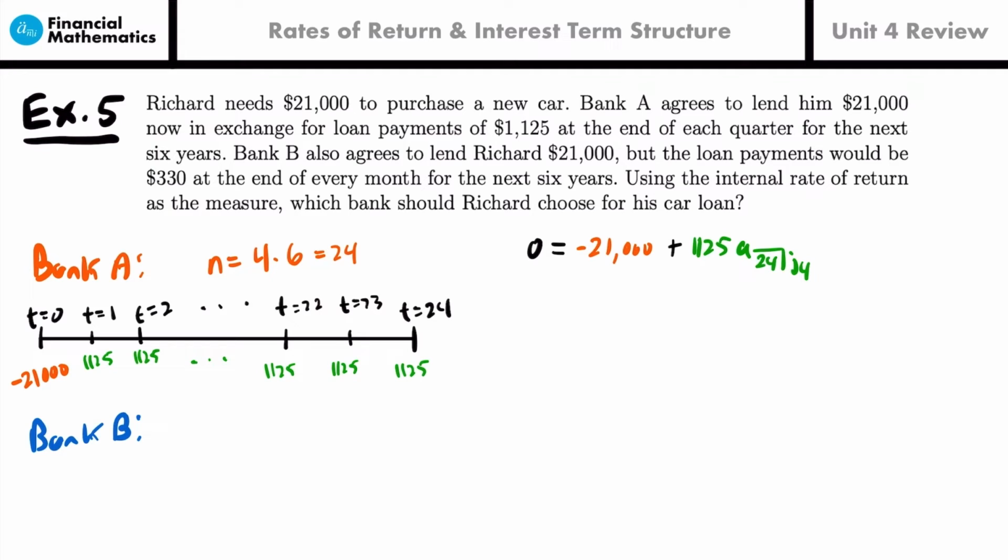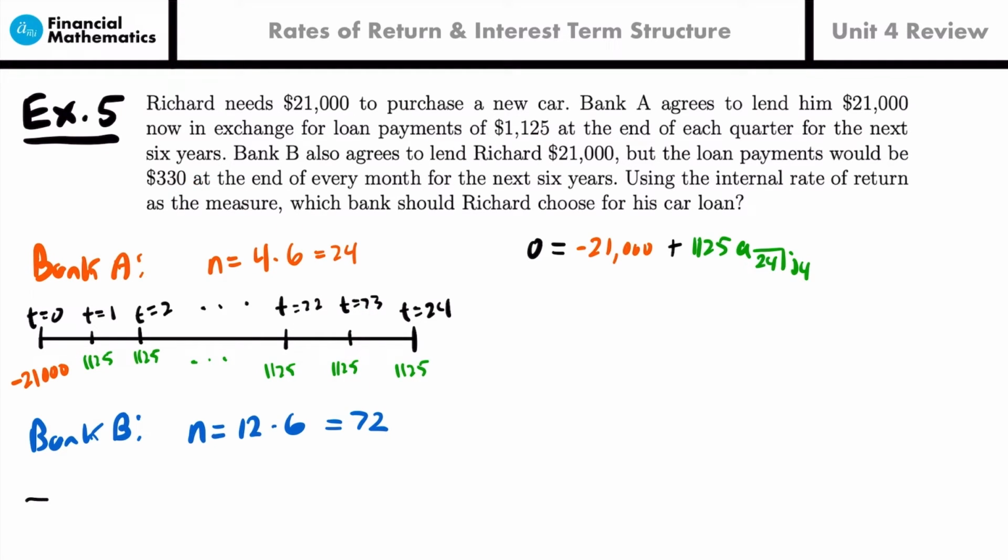The total number of payments will be 12 times 6 because the payments are being made monthly. There's 12 months in a year, and Richard would have to do it for 6 years. So we have a total of 6 years to multiply that by, and 12 times 6 is 72. So there would be a total of 72 payments of those $330.